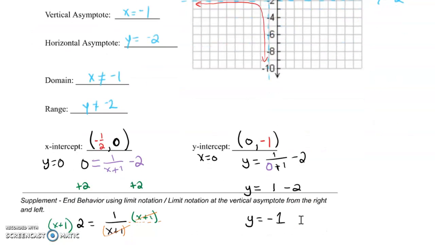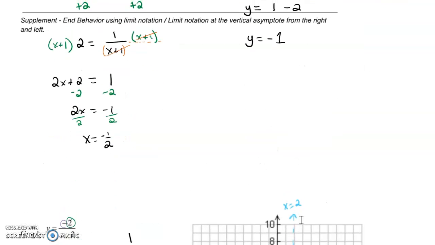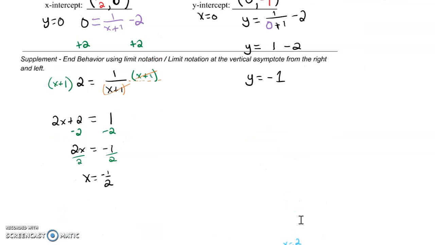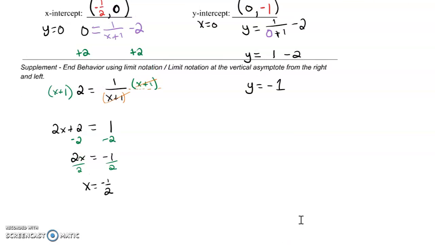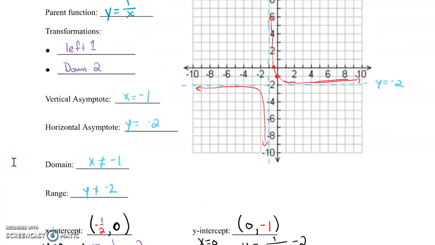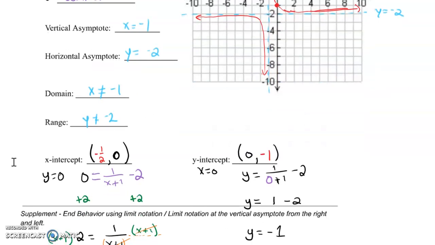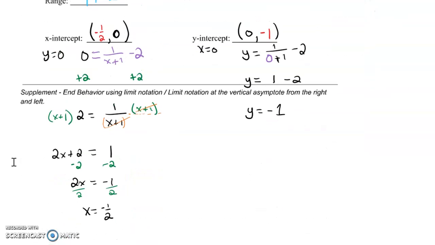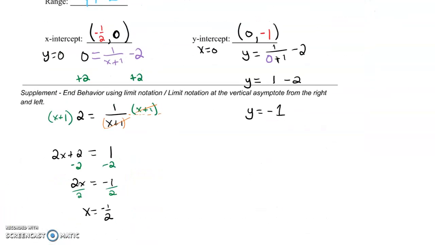Okay, so that's kind of looking through and talking through quickly this example here. What I'd like you to do is go to the next page and there's a second example on there. So you're going to press pause, you're going to go to the next page, and I want you to complete that entire problem. Identify the parent function, the transformations, identify your asymptotes, your domain, your range, your intercepts, and sketch a graph. When you're done, unpause to come and check your work.